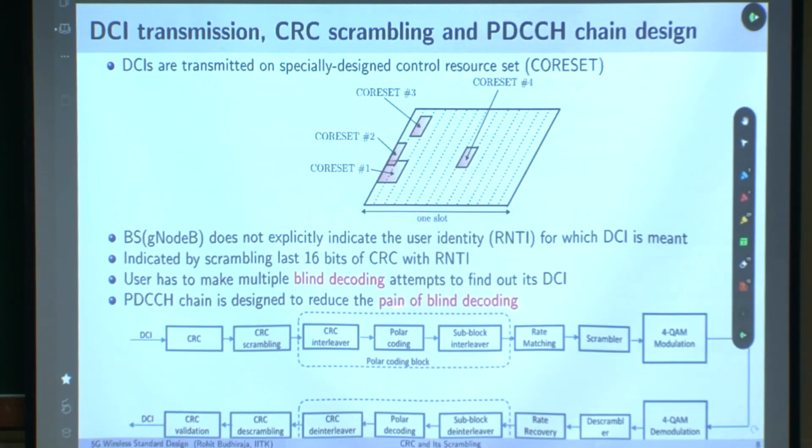And then, as we did for LDPC, I'll give you some key aspects of polar decoding, and how it is designed, so that it helps us in understanding the overall transmitter and receiver chain. Then we'll spend one class understanding the CRC interleaver, and how it is designed to reduce the pain of blind decoding. After that, these blocks will come and they are more or less similar to the PDCCH chain. I'll stop here and we'll continue in the next class where we'll discuss the polar encoder. Okay, thank you.